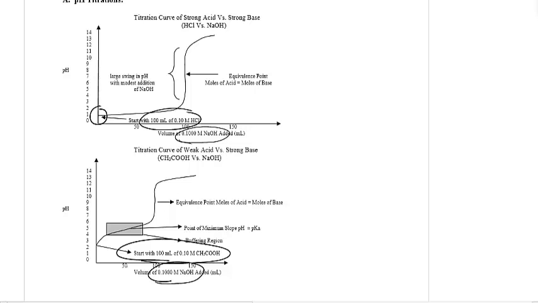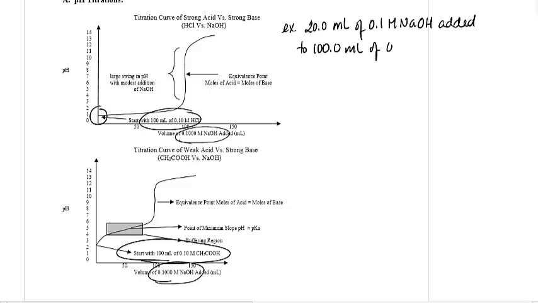In this next video, we are going to calculate the pH of our solution after a certain amount of NaOH has been added. We are going to take a look at the strong acid versus the strong base, and we are going to take an example of 20.0 milliliters of our 0.1 molar NaOH is now added to our 100.0 milliliters of 0.1 molar HCl.